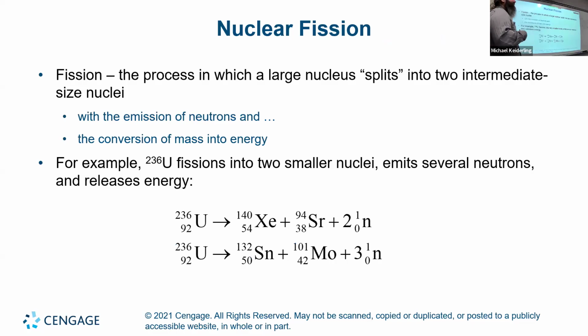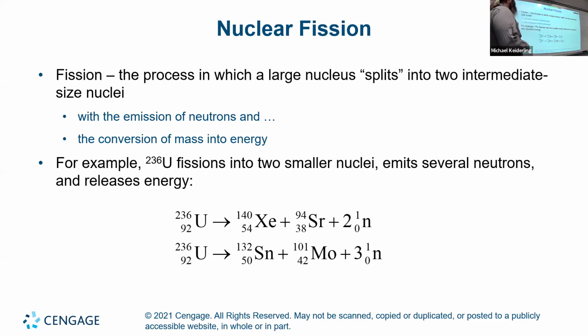Now, when you have a really big nucleus, one of the ways it can break down is to literally split in half. This is nuclear fission. That's when a large nucleus splits into two intermediate-sized nuclei with the emission of neutrons and a conversion of some of that mass into energy. So, for example, uranium-236, which you can get by hitting uranium-235 with a neutron, fissions into two smaller nuclei, emits several neutrons, and releases energy.